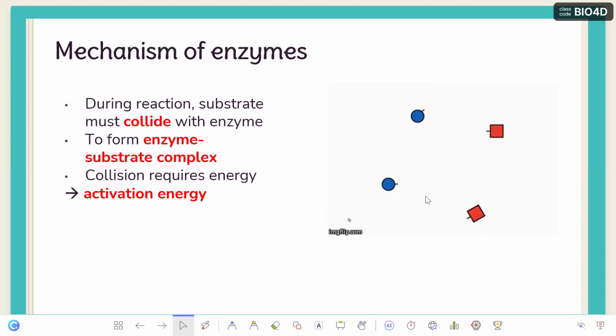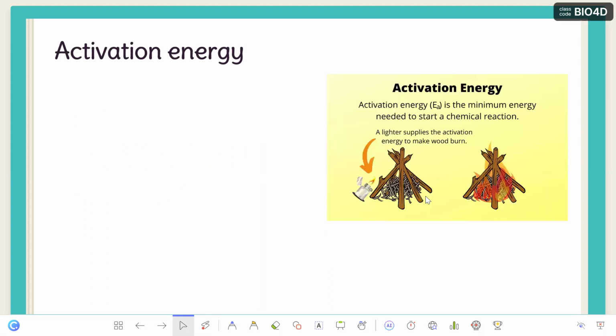Okay, but to speed up the reaction, it needs the activation energy. It's in the book. Now we go to what is activation energy. If you are lost, you can tell me.